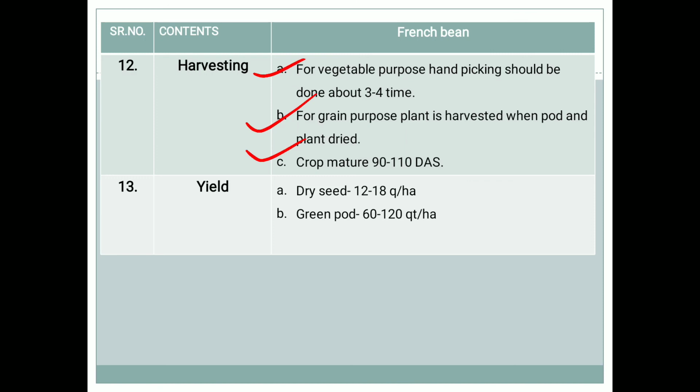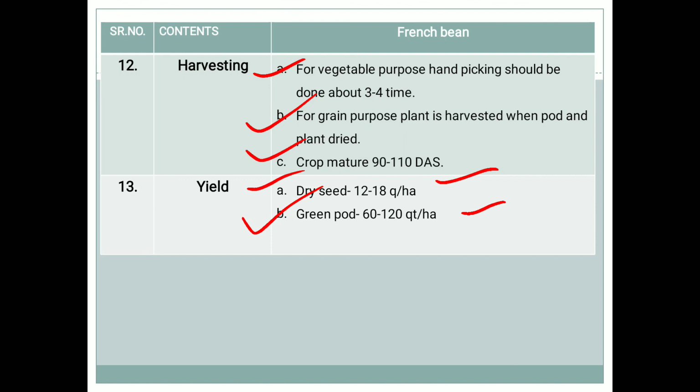Then the yield of French bean. For dry seeds, the yield is 12 to 18 quintal per hectare, and for green pods, that means for vegetable purpose, the yield is 60 to 120 quintal per hectare. Obviously, the yield of green pod is high as compared to dry seed. Okay, this is all about the harvesting and yield of French bean.